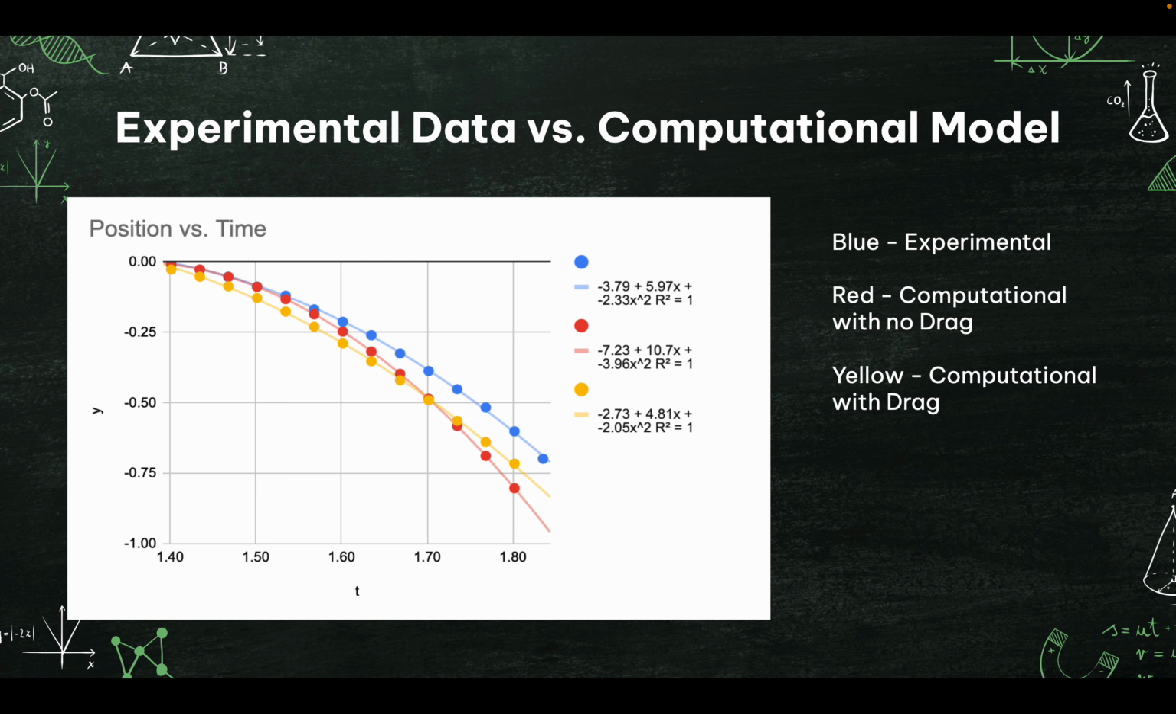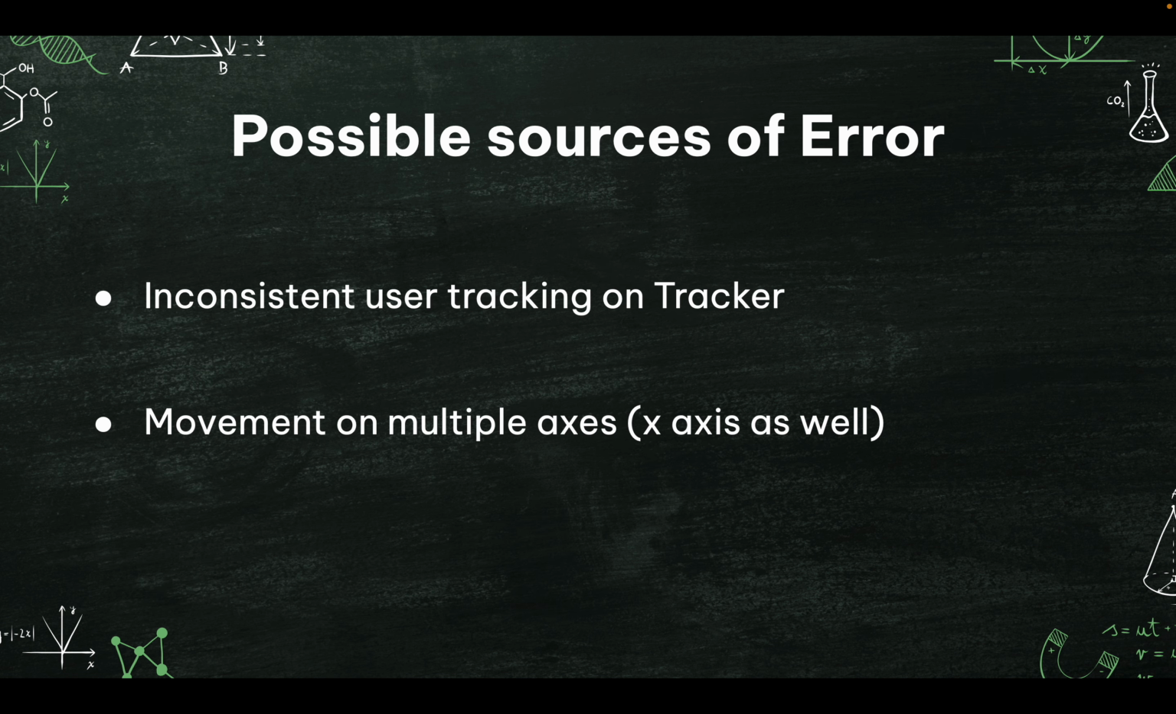We can see that the slopes of the blue and yellow lines are similar because they both account for drag. The red line is more symmetrical, and it also does not account for drag, and that's why it differs from the other lines. The reason that they may look very similar at the start and start to diverge at the ends is due to compounding error over time of the experiment.